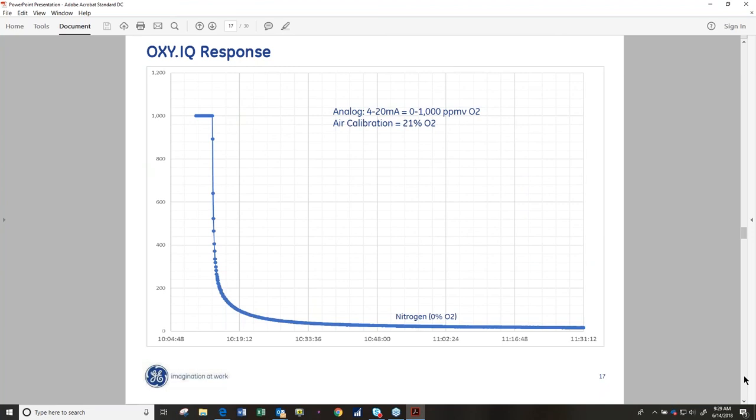The sensors are available in various configurations. You can get a percent level, and you can also get a sensor that's sensitive to part per million level. A lot of times we're working in applications where the absence of oxygen is required, so we're down in very, very minute levels, part per million level. So here we just show a step change from 1,000 ppm down to virtually zero. And we can go to the next slide.